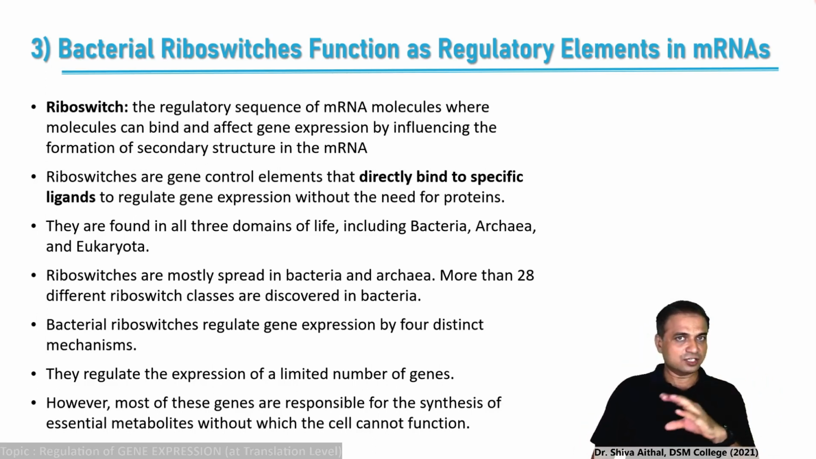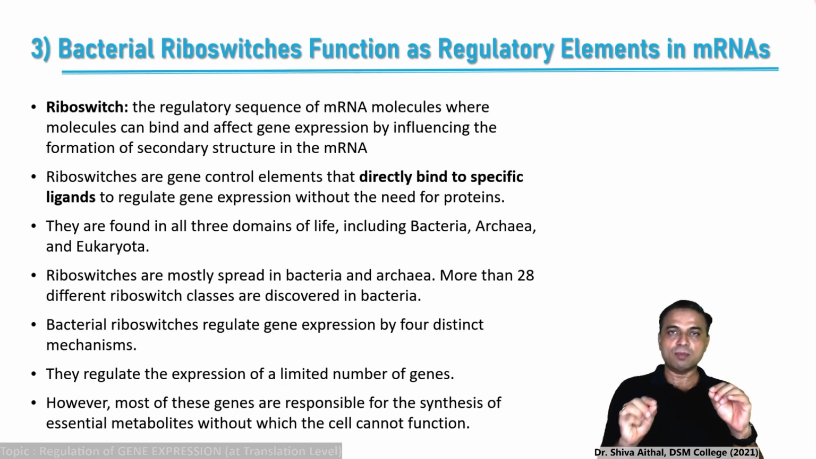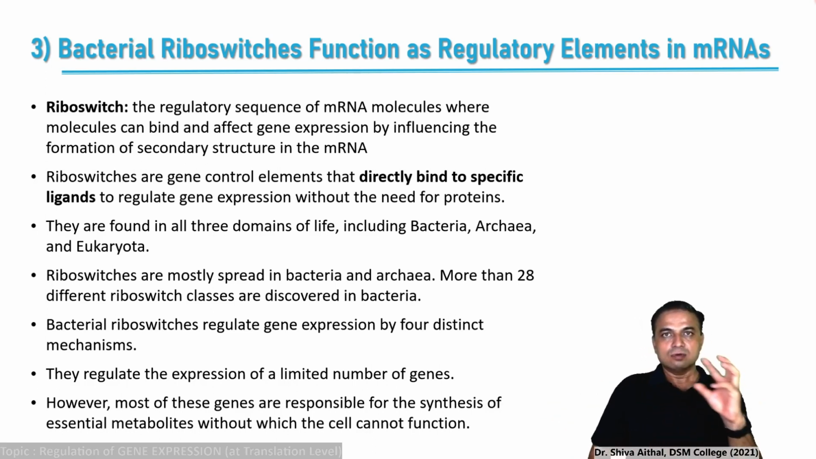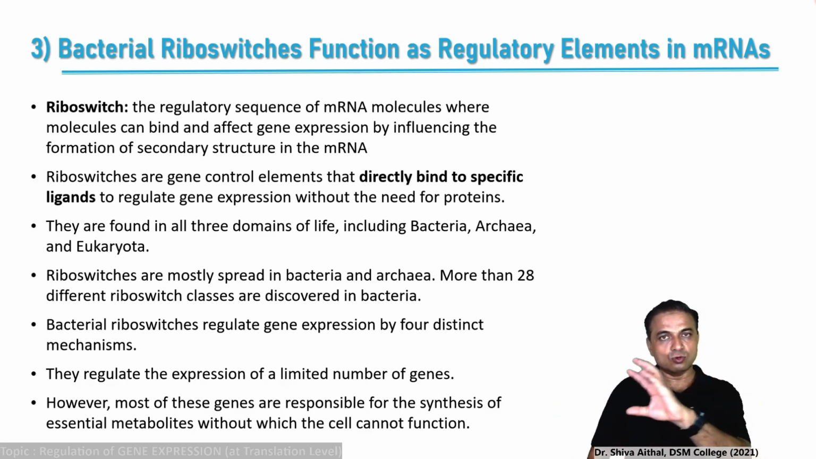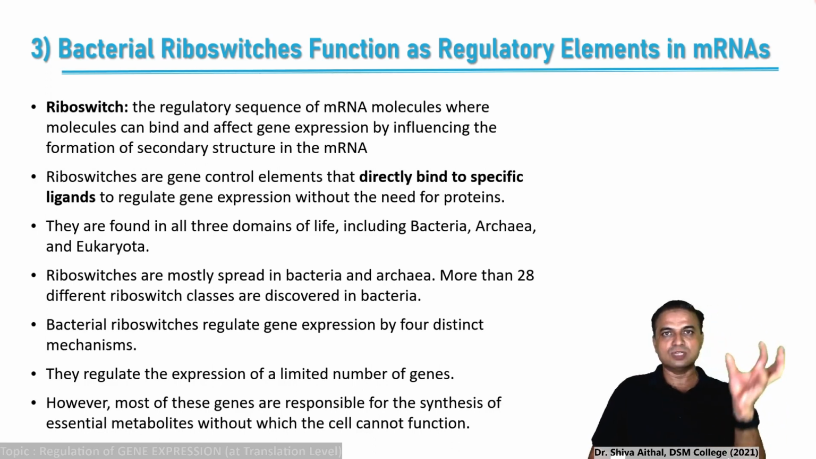Riboswitch, as I just showed, is a regulatory sequence of an mRNA molecule where molecules can bind and affect gene expression by influencing the formation of a secondary structure in the mRNA. A secondary structure in the mRNA is formed and it influences the binding of the ribosome. No binding of the ribosome takes place due to that structure, which is called a riboswitch.